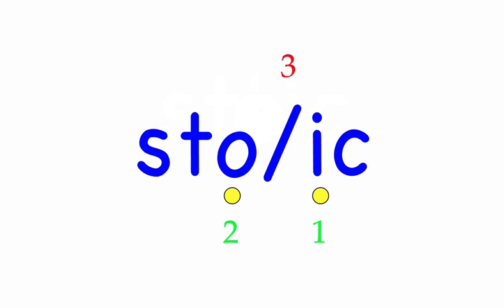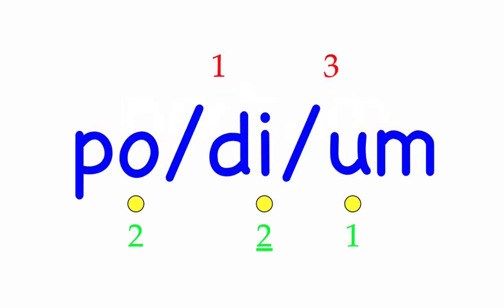Podium. The speaker went to the podium to address the audience. Po, di. Po has two sounds, p, o. Di, two sounds, d, i. Po, di, mark the word. Podium. And this completes the dictation of words from lesson 489.